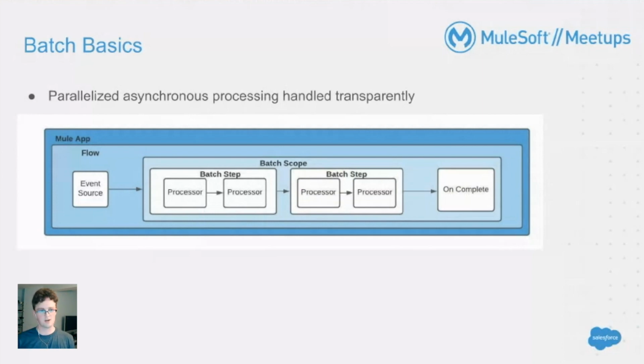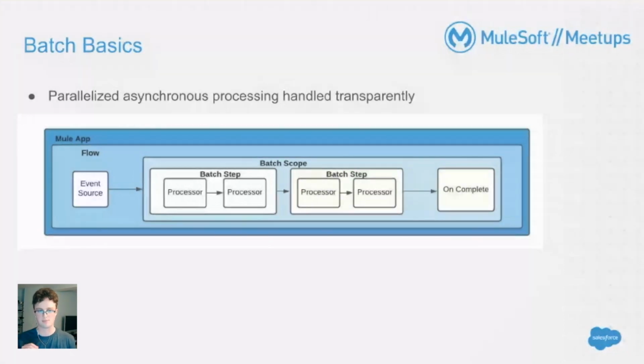What it doesn't do is return back to the source. So if you're using an HTTP listener in your flow, you're not going to be able to use the result of the batch job in that HTTP response. So the batch job is optimized for sources that are one way, not sources that are request response.